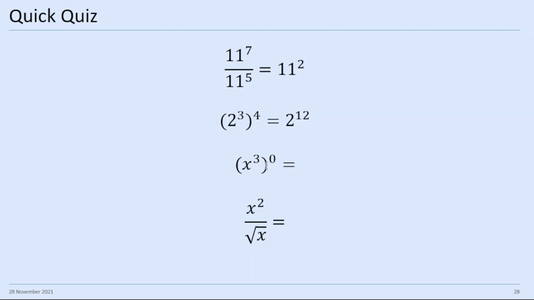X to the 3 to the power 0. Well, we just do x to the 3 times 0, which is x to the 0, which is 1. It's 1 as long as x is not 0. And then x squared over the square root of x is x to the 3 over 2. So what we do is we do x to the 2 minus a half. 2 minus a half is 3 over 2.